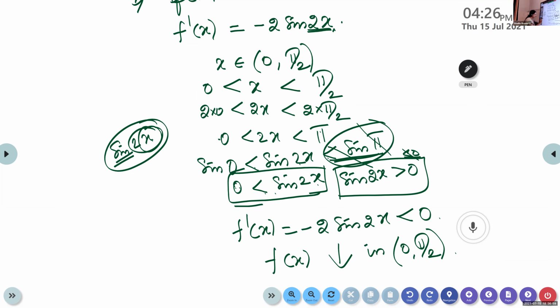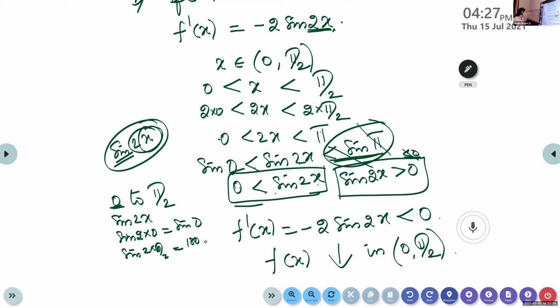Otherwise, there is another way. We are taking 0 to pi by 2, isn't it? We want to find the value of sine 2x. When we put the minimum value, what is the minimum value here? 0. When you put 0, 2 into 0, which is sine 0. And what about the maximum value? 2 into pi by 2 means we will get 180. The maximum value we will get is 180. That means the values lie from 0, 90 to 180. Sine 2x takes only values from 0 to 180.